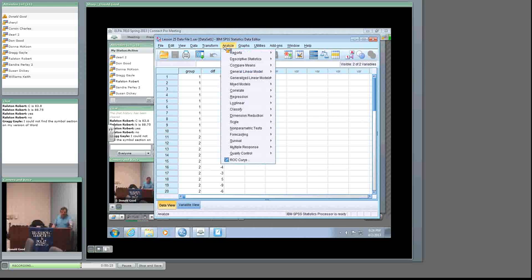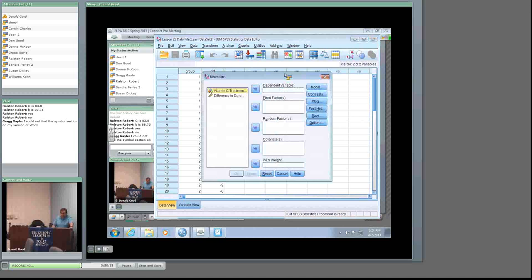So we're going to go to Analyze. We're going to go to General Linear Model. I'll go a little quicker now because the steps are the same. Univariate. Click that. Opens up my window with a box on the left, a bunch of boxes on the right. The dependent variable is difference in days. The fixed factor is, again, synonymous with independent variables, the vitamin C treatment. Whether you got no vitamin C, a little bit of vitamin C, or a lot of vitamin C.